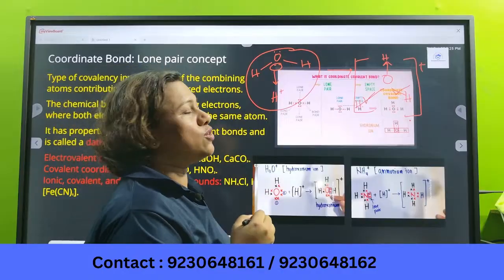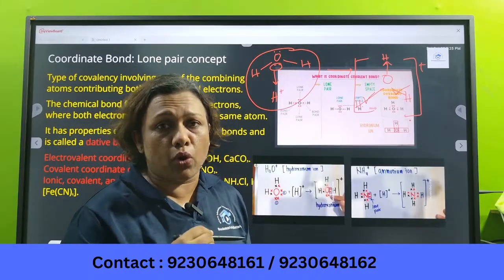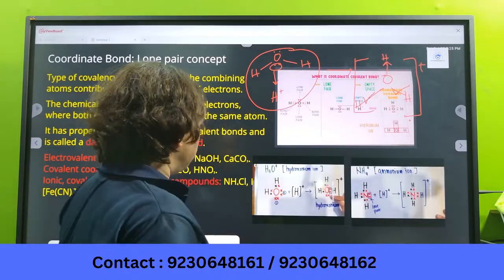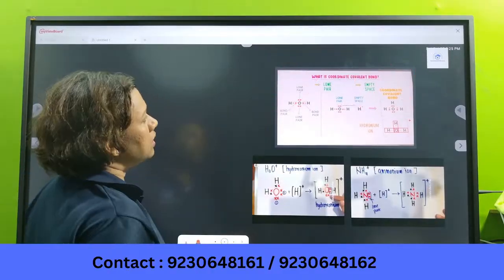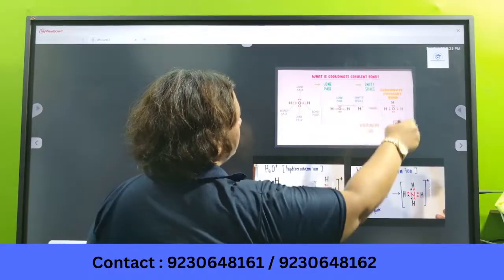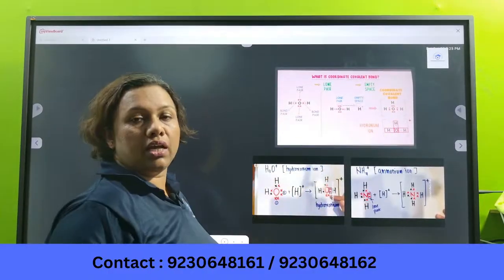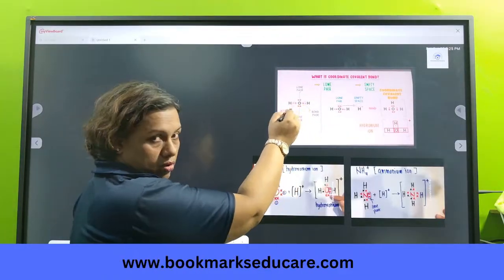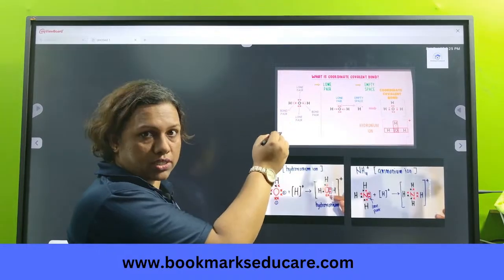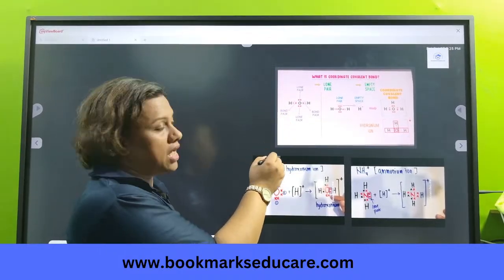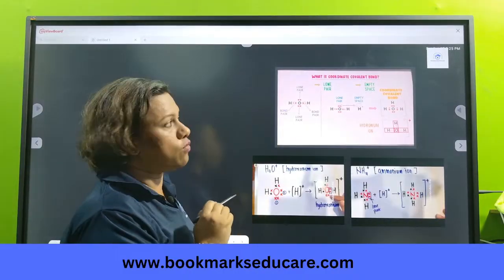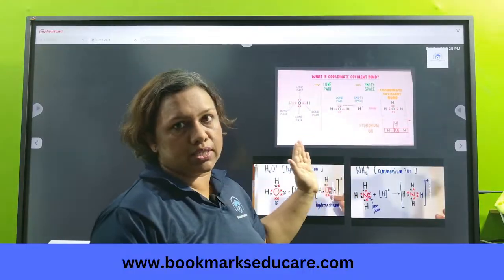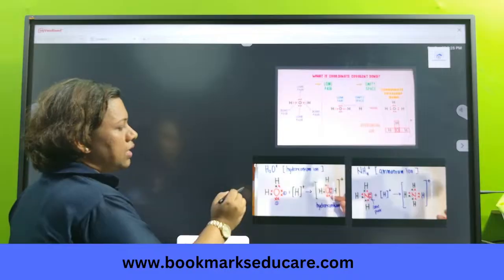And this hydronium ion formation is very important for your board purpose, ICSE as well as CBSE. This is very important. So you can check this one. This is the electron dot and cross structure. Here the oxygen electrons are dots, and hydrogen has cross electrons. So this is the electron cross dot structure of water, and from that the lone pair going to hydrogen and the hydronium ion, the total scenario is there. Now this is the hydronium ion.